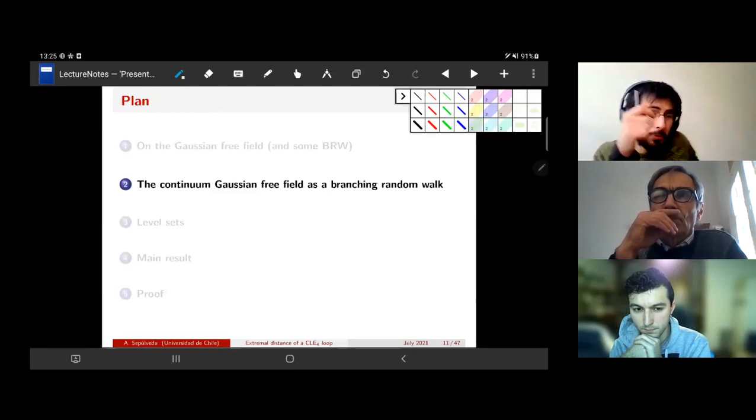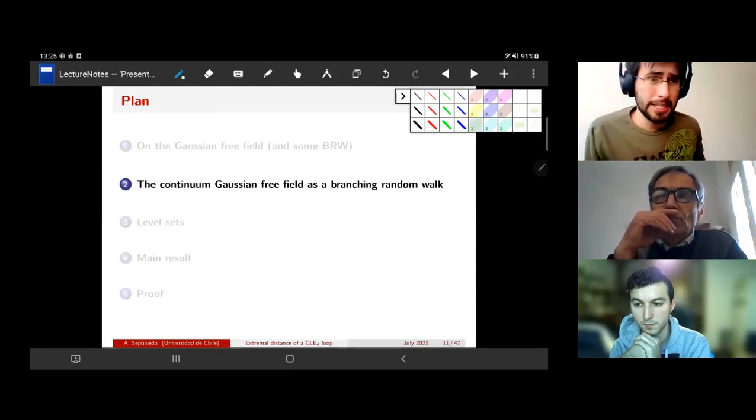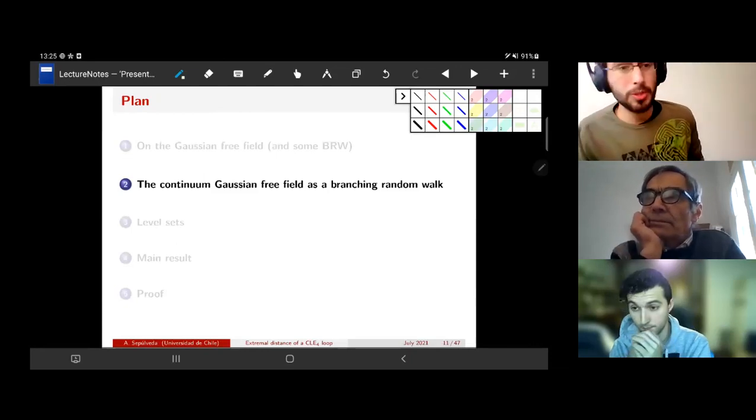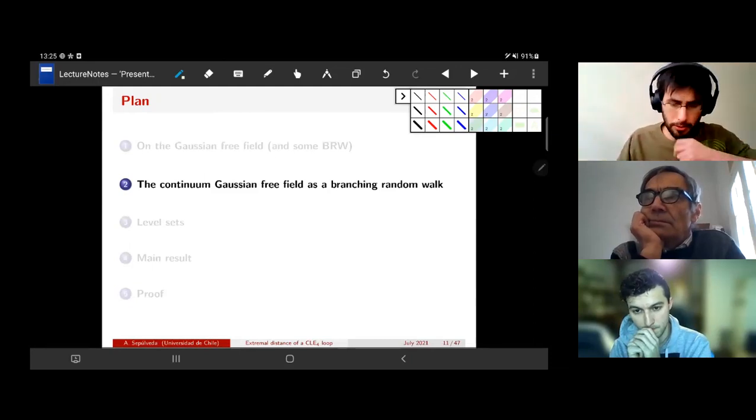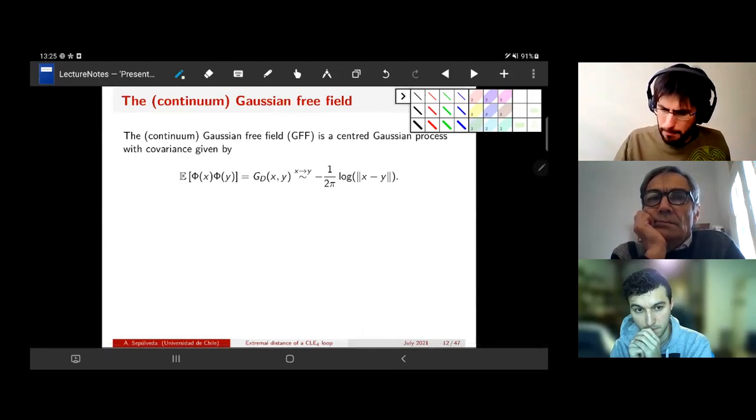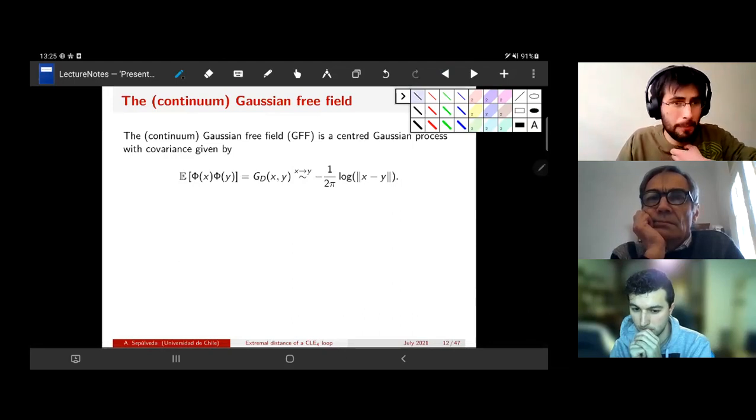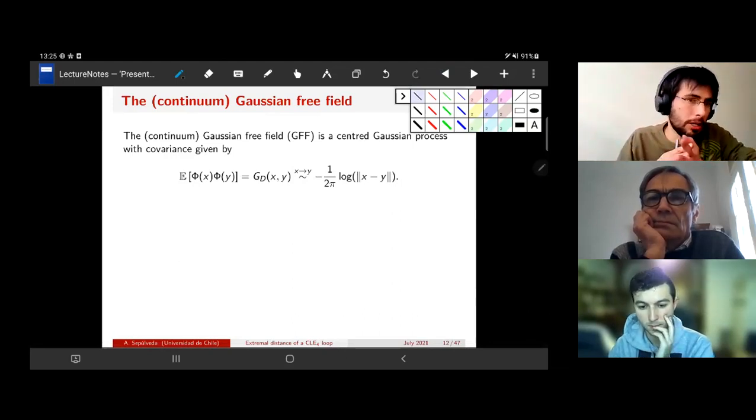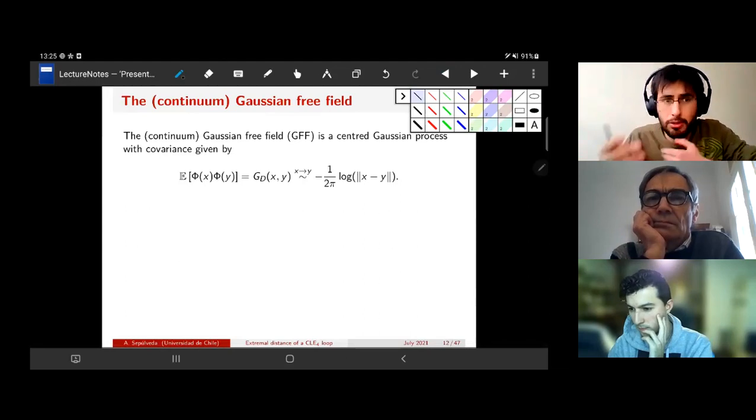And in fact, for this to be exactly the case, we need to go not to the discrete case, but to the continuous. So okay, maybe first, why talk about the Gaussian free field apart from this branching random walk story? Why talk about the Gaussian free field when one is talking in a random walk setting?